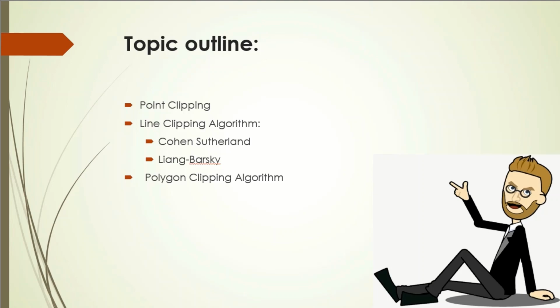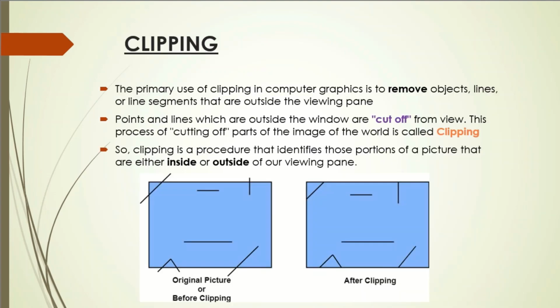Before we go deeper into each of these clipping algorithms, let's have some basic understanding and obtain some overview about what clipping actually is. So the primary use of clipping in computer graphics is to remove the objects or line segments that are outside the viewing pane. Those points and lines which are outside the window are cut off from the view, removed from the view. And this process of cutting off or removing part of the image is called clipping.